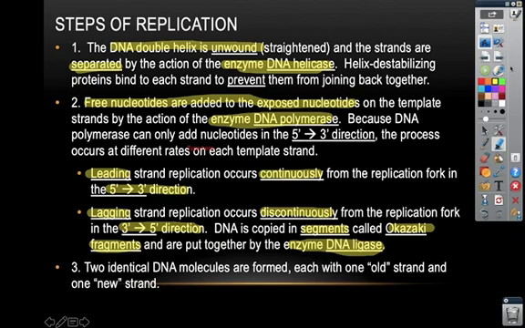Now, once you've done your notes, I want you to watch a tutorial video that animates the process of replication for you. So make sure that you take a look at that. I think it will help you understand the process a little bit better.